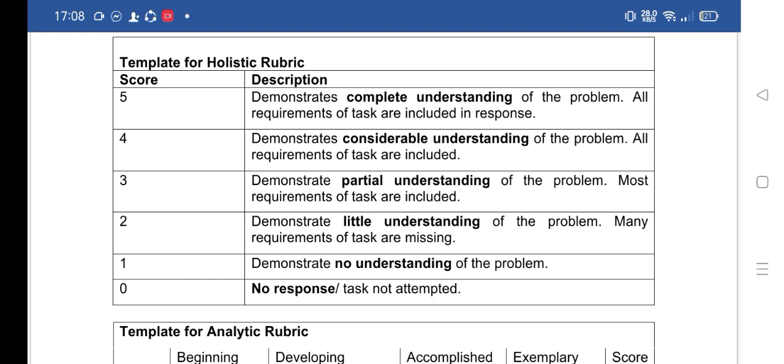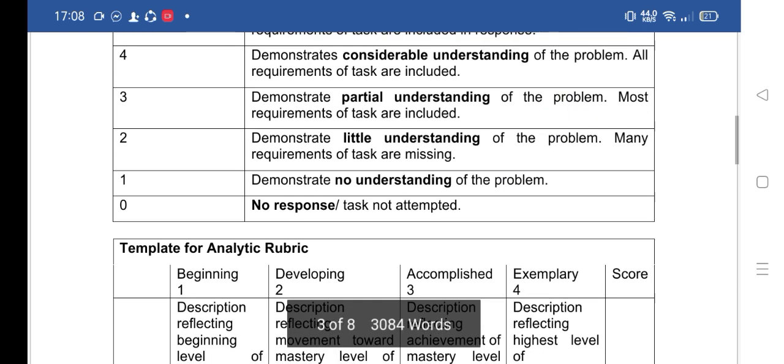Number 2 demonstrates little understanding of the problem. Many requirements of the task are missing. Number 1 demonstrates no understanding of the problem. Then the last one is zero: no response at all, or task not attempted.